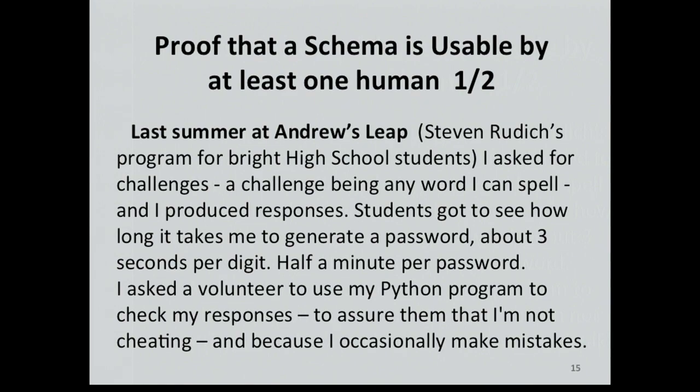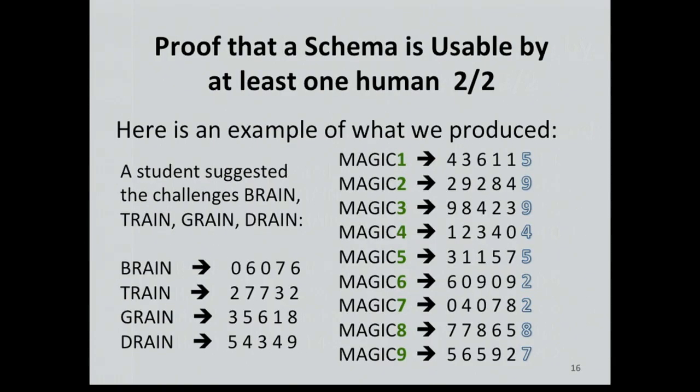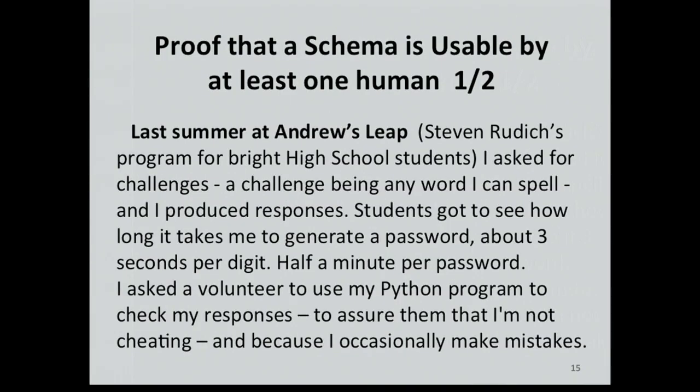So let me just mention that I've given talks, different kinds of talks. One of them was to Andrew Sleep, a program that Stephen Rudish set up for bright high school students, and I asked for challenges. Basically, come up with a challenge. A challenge is any word that I can spell that could possibly be a website name. I take that challenge and turn it into a password. Students got to see how long it takes me to generate a password, which is about 3 seconds per digit, half a minute per password.